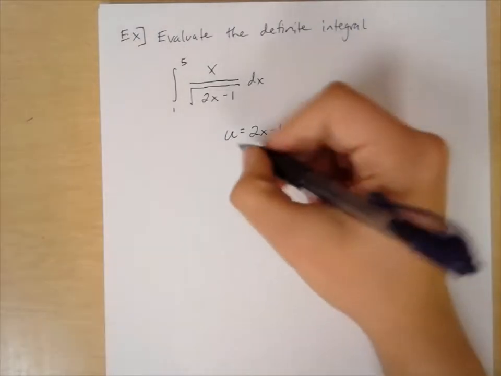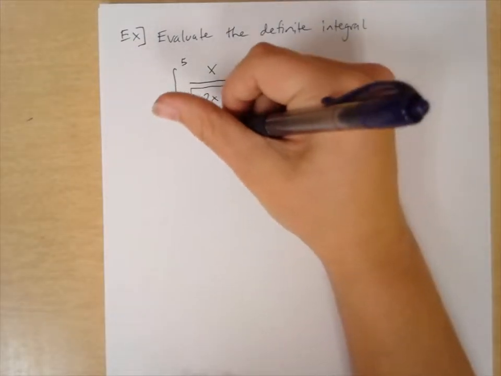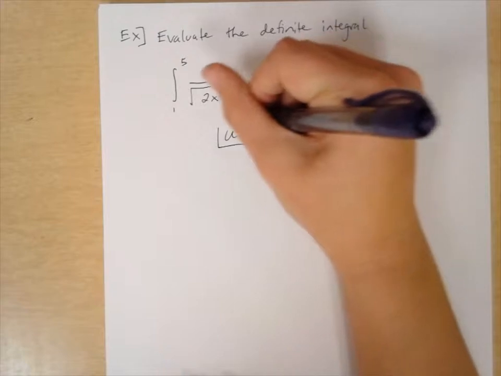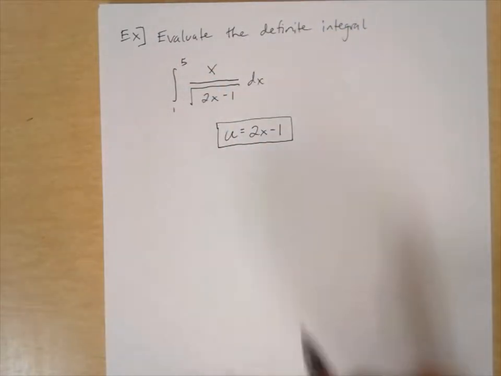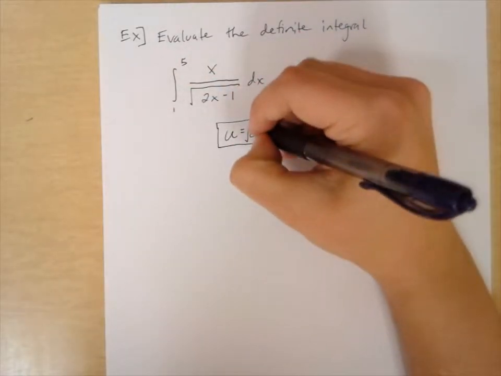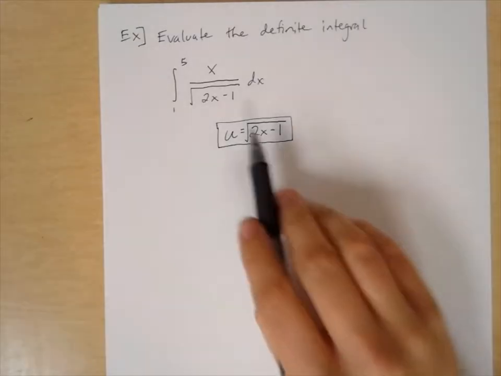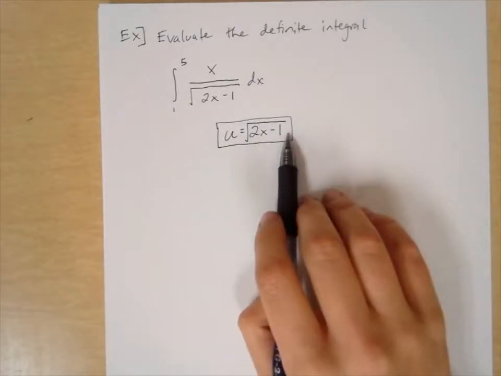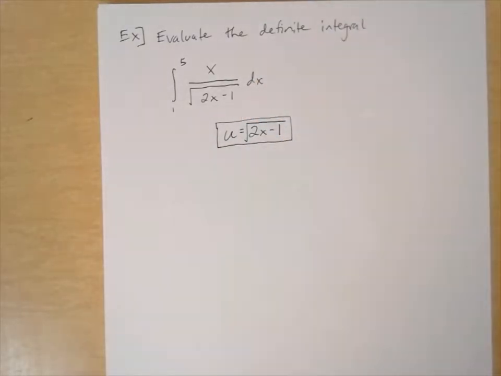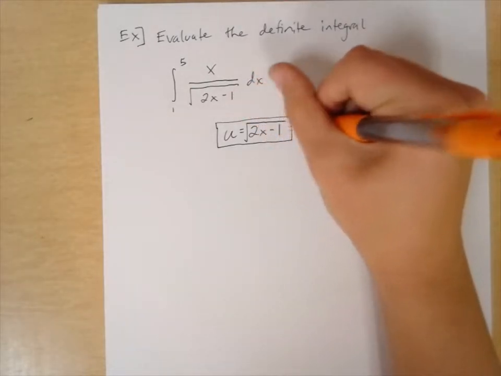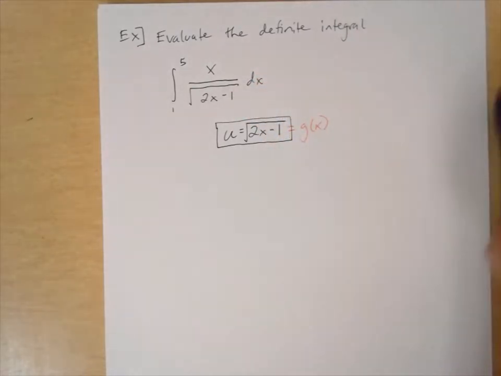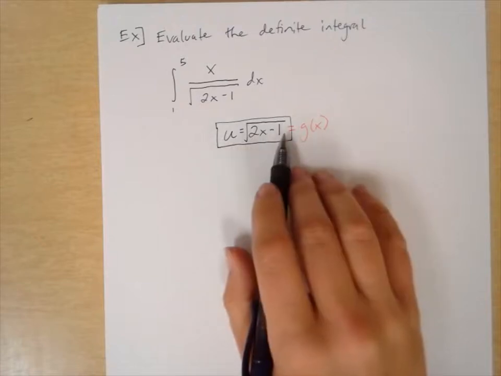And here's what I mean. U is radical 2x minus 1. That's what I need to change. And remember, that's also equal to g of x, so we can get our limits later. And now let's solve this for x.